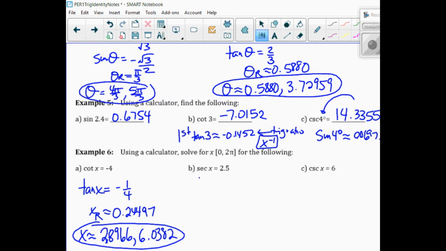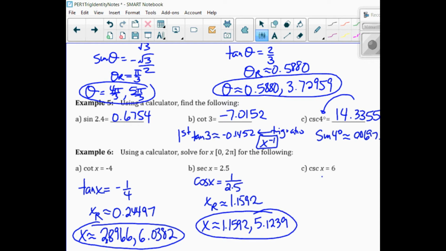First step, change secant into cos x equals 1/2.5. Find your reference angle. So we're going to inverse cos 1 divided by 2.5. And I get 1.1592. And cos is positive, so that means that is one of your angles. And then where is the other quadrant where cos is positive? Well, that would be the fourth quadrant. So take 2 pi and subtract that. We get 5.1239.